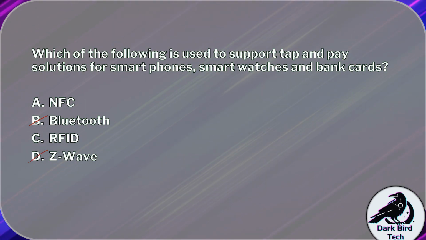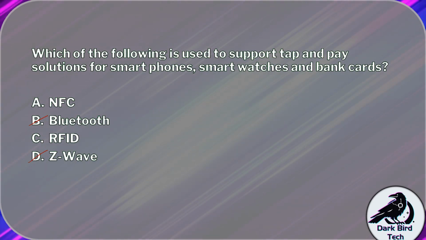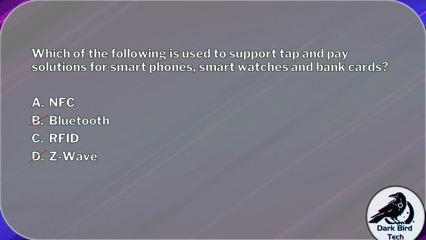So, phone to watch, phone to car kit, phone to transfer files, controller to gaming console, stuff like that. Z-Wave is meant to be a Bluetooth alternative for IoT. Again, not really associated with payment solutions. That leaves us with RFID and NFC. Both are very closely related, as they both use the same radio frequency of around 13 megahertz. But NFC is usually the one that you'll find on the smartphones and the smartwatches especially, but also supported by bank cards to do that tap and pay solution.